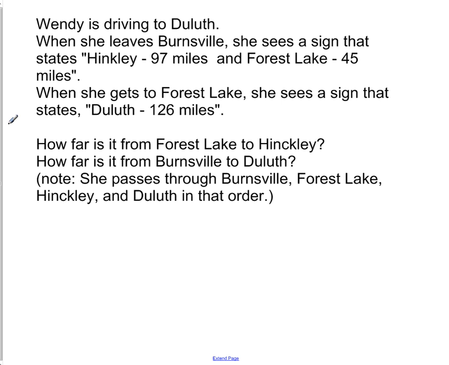You don't need to know your Minnesota geography to get this one. I gave you a little note that she passes through Burnsville, Forest Lake, Hinckley, and Duluth in that order. So let's draw this out then. We're going to start by putting a B for Burnsville. And we know that she's going to drive, and she's going to end up in Duluth. She goes Burnsville, then to Forest Lake, then to Hinckley.